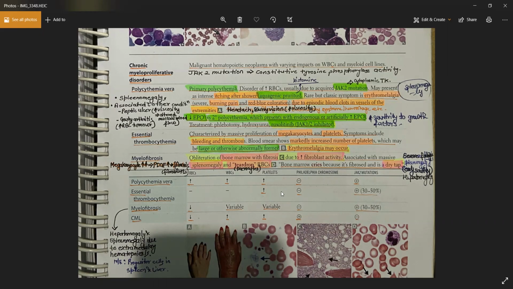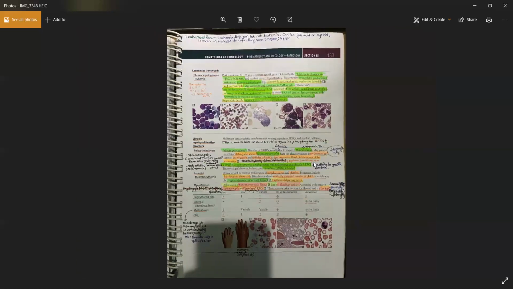For essential thrombocythemia, you will have a very high level of platelets. Sometimes you can also get a high level of RBCs because they also involve the JAK2 mutations. And for polycythemia vera, you will be having a high level of all these cells along with the JAK2 mutation. So that's everything on this page.